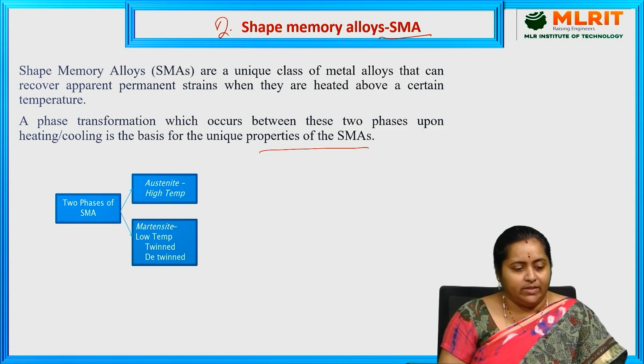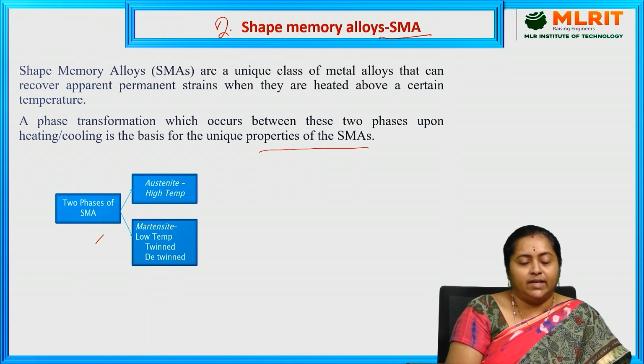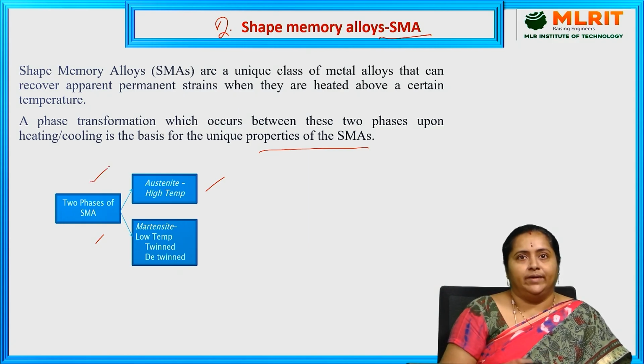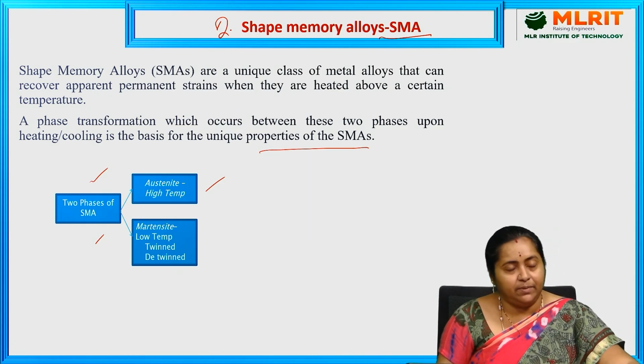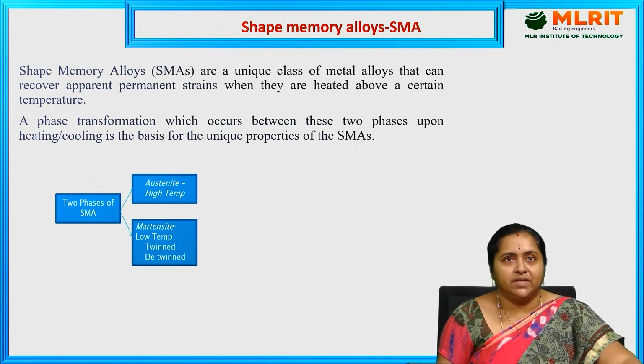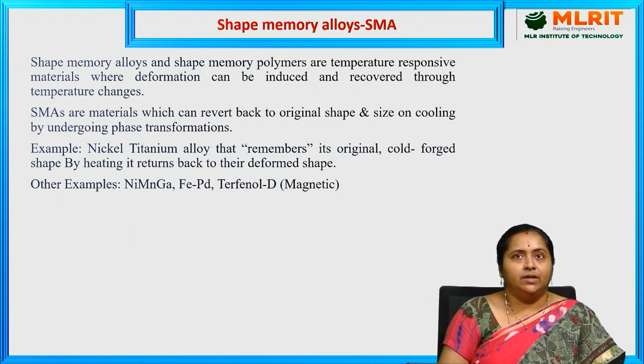Such type of materials are named shape memory alloys. One example I have considered is austenite. At high temperature it is named austenite, and at low temperature it is named martensite. So these are the two phases of this shape memory alloy. It can be twinned as well as detwinned, depending on the temperature it is subjected to, when it is heated and then cooled. So it involves different phase transformations, and based on that we give different names to these alloys.